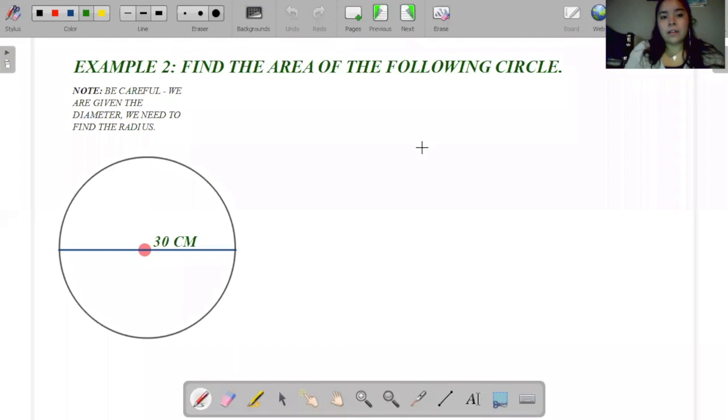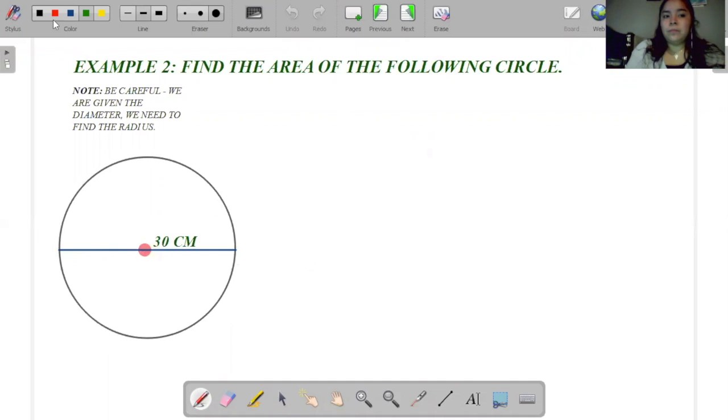Okay, so let's take a look at another example. Example 2: find the area of the following circle. So we have a circle, but here we have the diameter, we don't have the radius. So how can we solve this one?